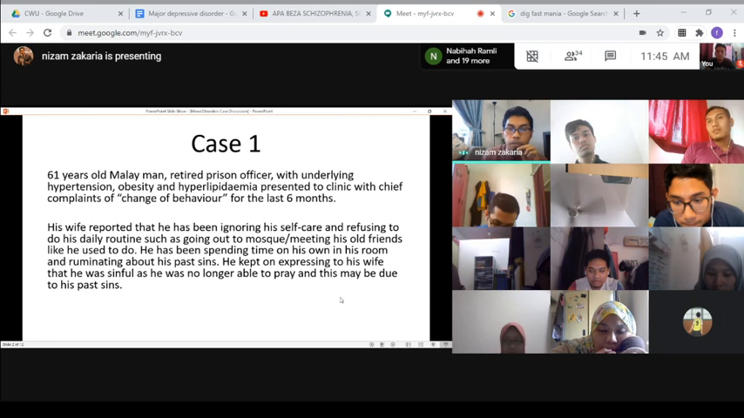Because the patient is an elderly male, with change in behavior and ignoring self-care for 6 months. Elderly male tu takkan dapat markah, sebab diagnosis ni, you nak support schizophrenia tu. Late onset is just a supporting feature je. So apa yang support schizophrenia in this case? The change in behavior. Okay, what change in behavior? Like what the wife reported, that he had been ignoring his self-care and then refusing to do it.